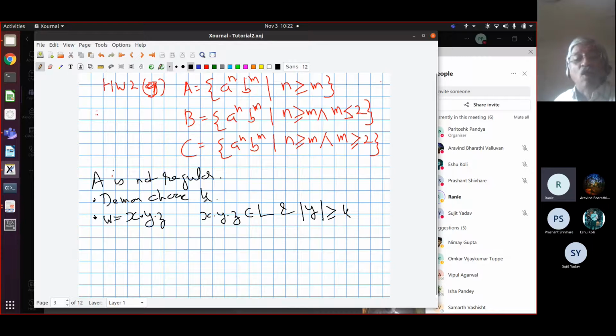Yeah. So it's a long word with a long subword which we claim cannot be pumped. Whereas the daemon will claim that if it is of length greater than or equal to K, he will be able to pump it. Whereas we will choose one Y which cannot be pumped. So what should we choose for XYZ?